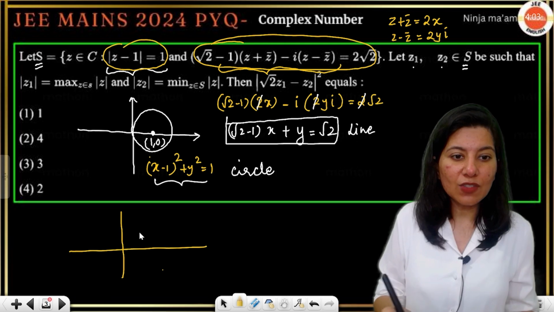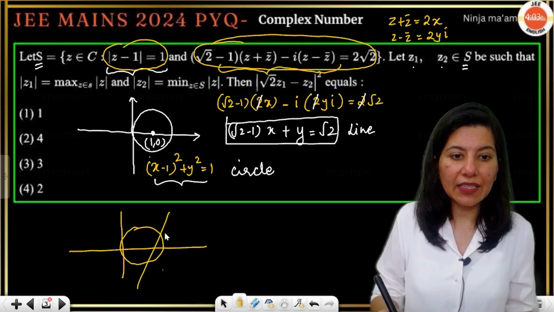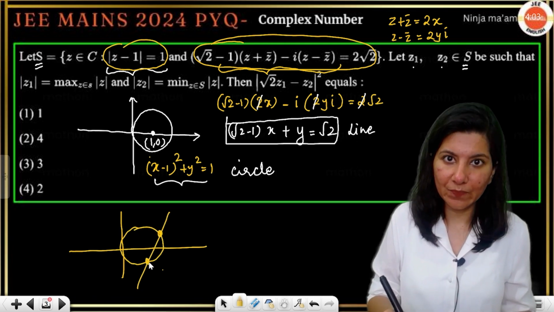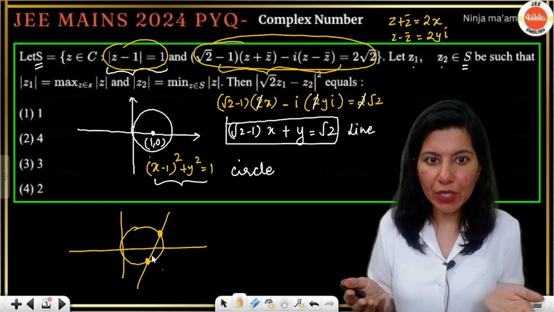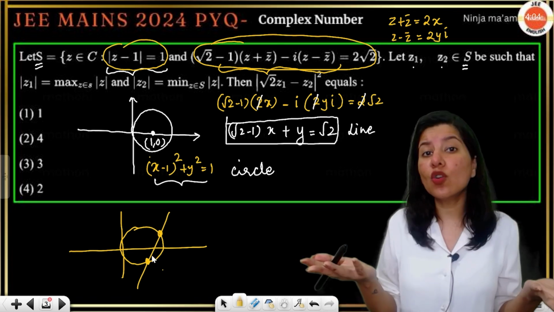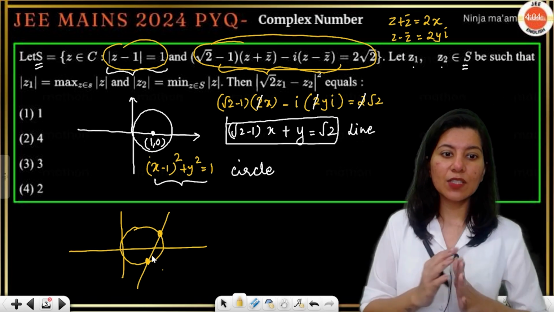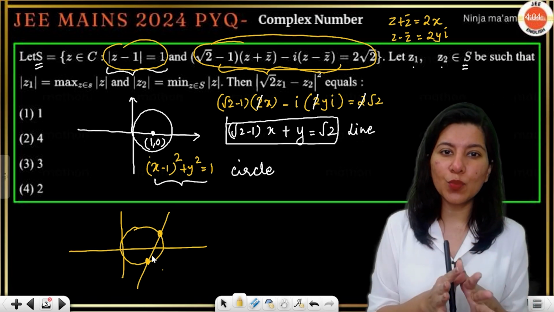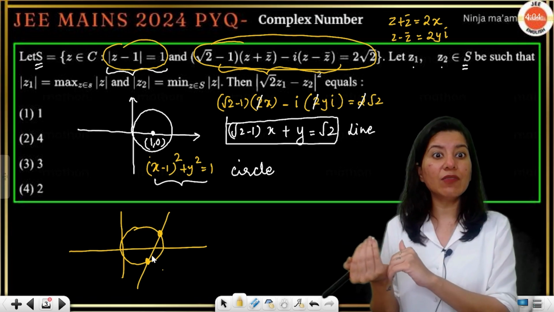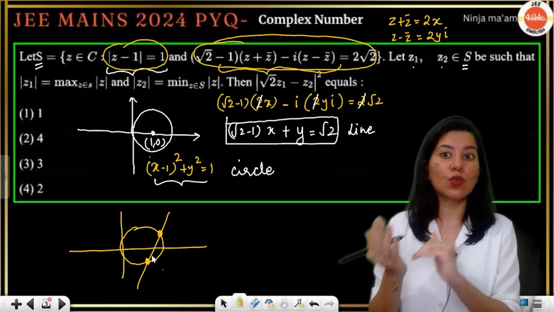So if we just talk about a circle and a line, there are two common points. There can be one common point also, if it is a tangent. There can be zero common points also. But we prefer to assume that there are 2 points, we will solve, and then we will understand whether there are 2 or not.